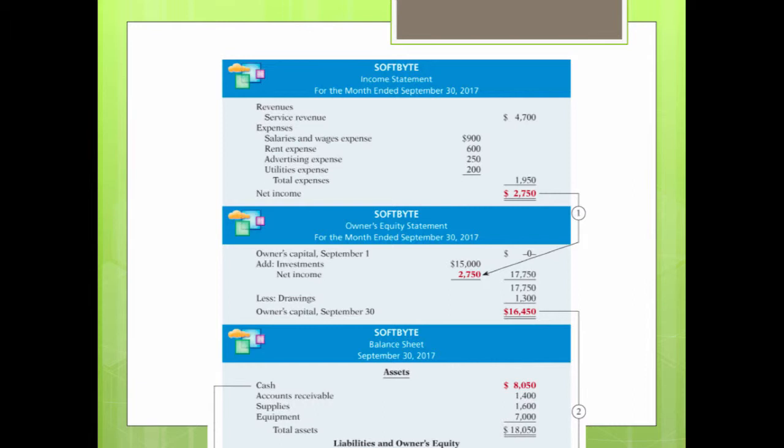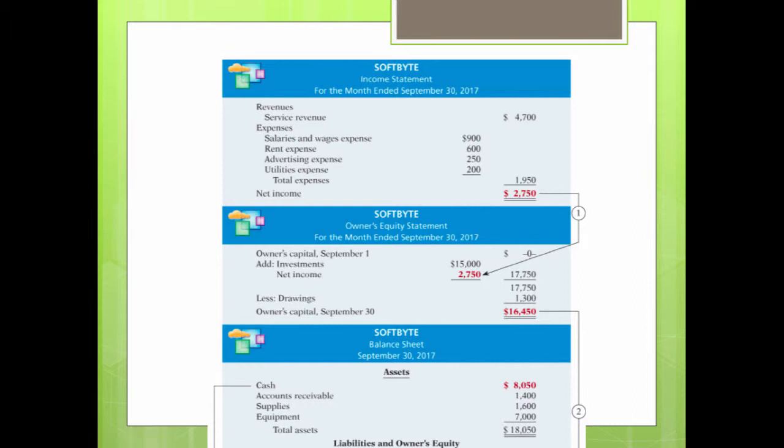In the income statement, as you see in this visual, it represents the revenues and the expenses for a specific period of time. So we have the revenues up here and the expenses. It is very straightforward, and it shows the revenues for a specific month or a quarter. In this case, it is for the month ended September 30th, 2017. The second piece of information is the list of expenses, which is right here. In this case, the list consists of salaries and wages, rent, advertising, and utilities.